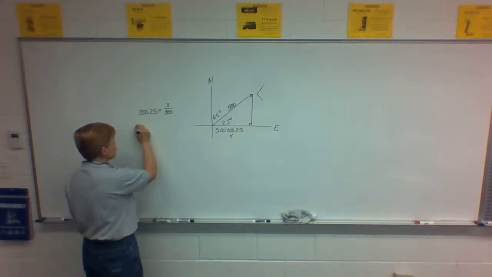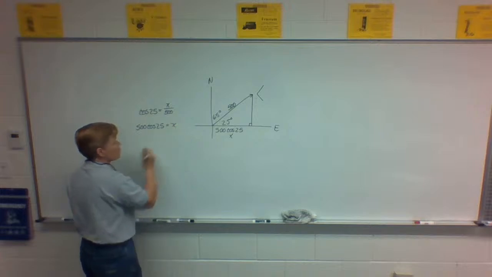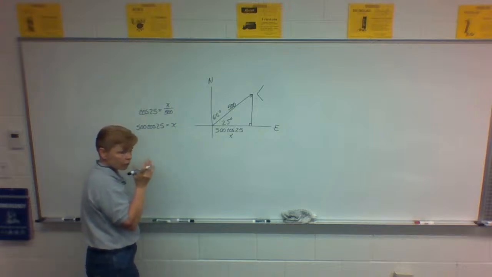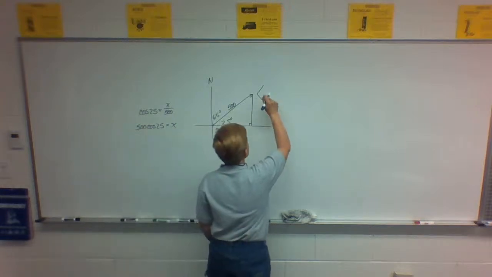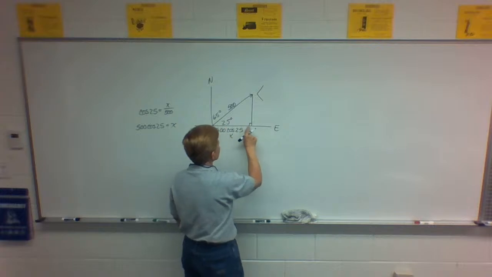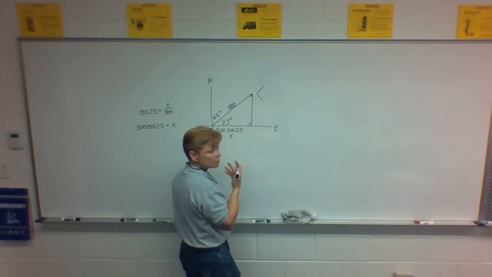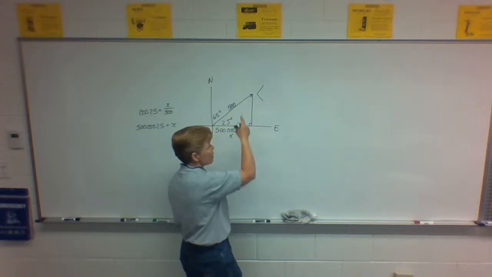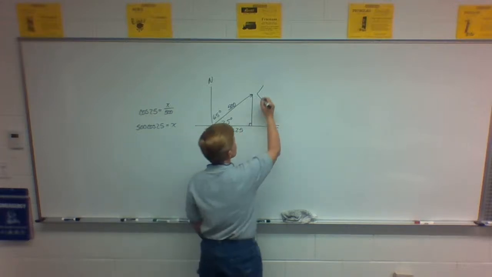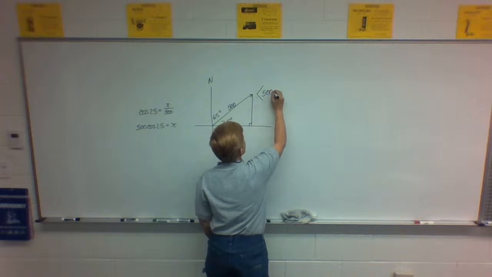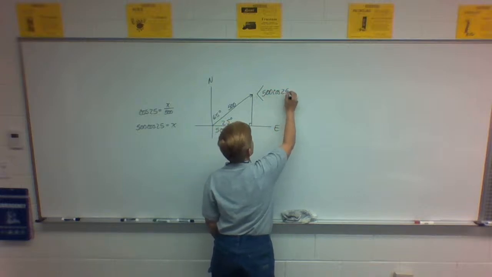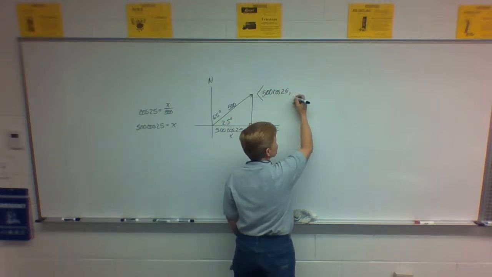And so x is 500 cosine of 25. Yeah? We good? So if it's from here to here is 500 cosine 25, that's the x value of the component form of this vector. That's the x value of that point, in other words. So 500 cosine 25, comma, what would this be without figuring it out?